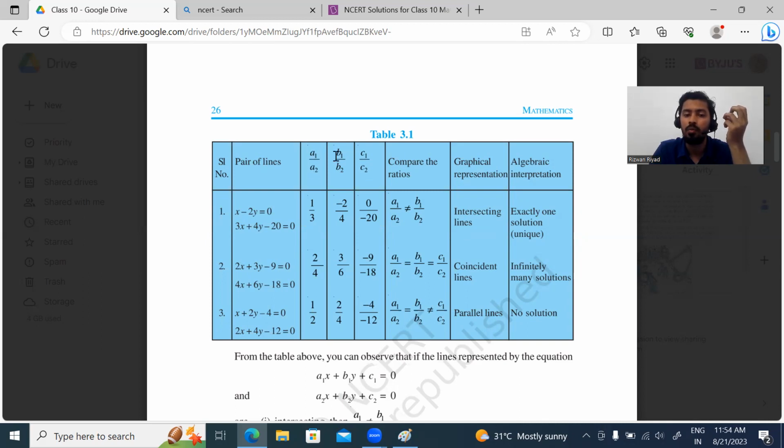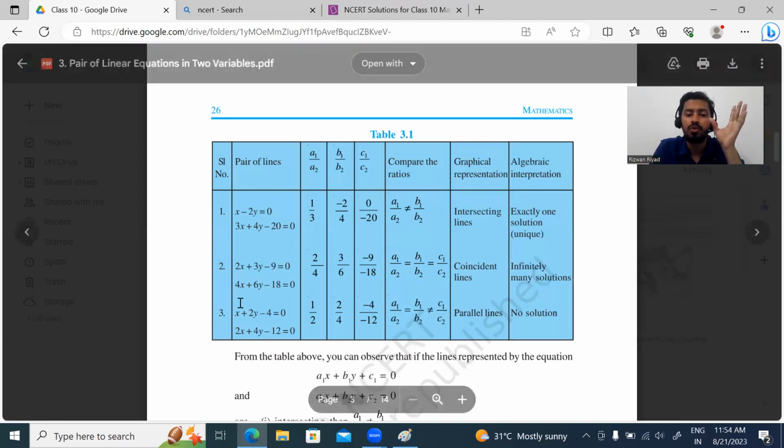Look at A1 by A2 and B1 by B2. If A1 by A2 is not equal to B1 by B2, then they are intersecting lines. This is the condition for intersecting lines: A1 by A2 should not be equal to B1 by B2. And the peculiarity is exactly one solution. If it's an intersecting line, there is exactly one solution. So that point of intersection is the solution. That I already explained. Okay, so this is the condition for intersecting lines. If this is happening, then it's an intersecting line.